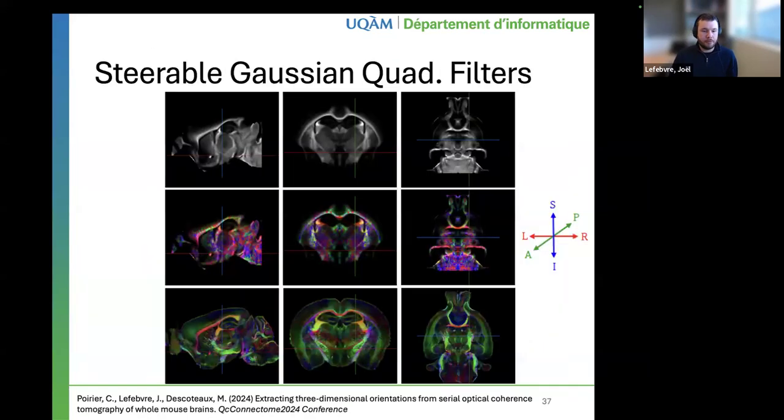And one last slide. This is an example of a recent work by one of our students. So he used the serial OCT attenuation template, and then he performed a steerable Gaussian quadratic filters analysis on it, and he was able to extract the 3D orientation in the brain. So if we compare that, we see that in some areas we have a good correlation between what we see in the MRI and what we see from the optics, and in other parts it's not. It's a little bit less successful, but we have ways of improving this.